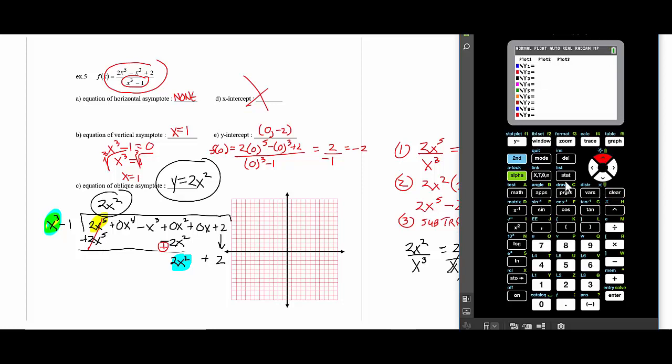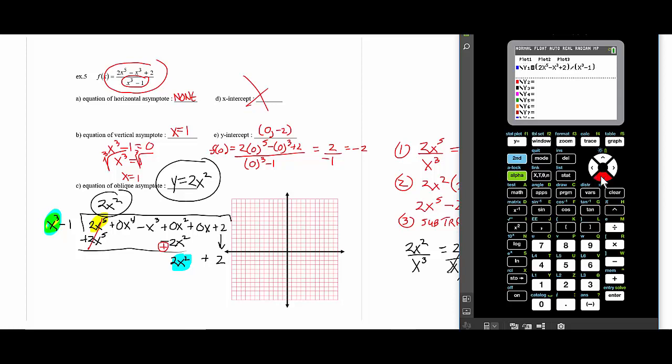Okay, so put in your function. The original function is 2x to the fifth. So go ahead and get that put in, 2x to the fifth, and then minus x to the third, and plus 2. Be sure that you have that in a set of parentheses. And then divide by, and make sure the denominator is in a set of parentheses so it will do the arithmetic correctly. So that's what we're graphing.